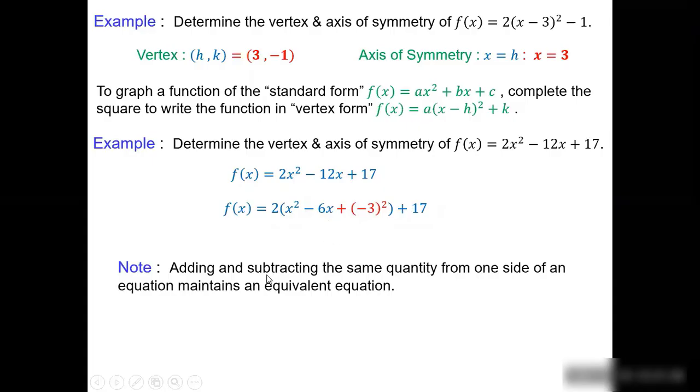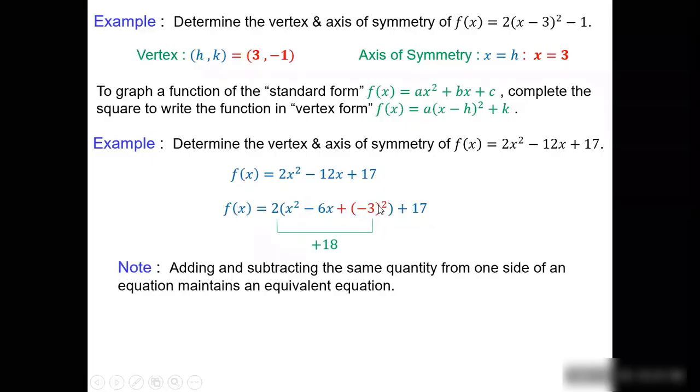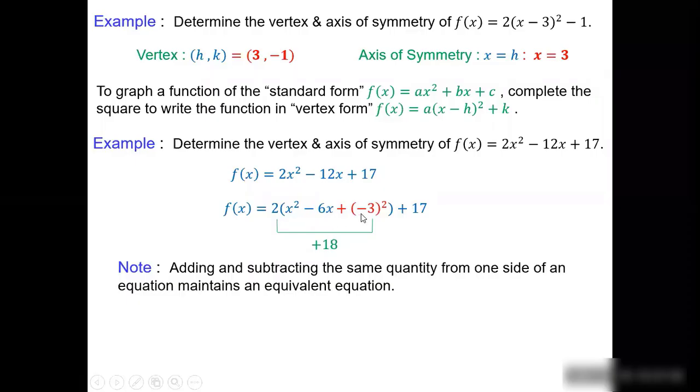We have to realize that adding and subtracting the same quantity from one side of an equation will still make it an equivalent equation. So by adding this quantity in red, I've changed the equation by technically adding 18. Because (-3) squared is 9, and if I were to distribute the 2 back into it, that means that I really have added an extra 18. So I've changed this original function, so to compensate for that, I have to subtract 18 from the very end of the function.